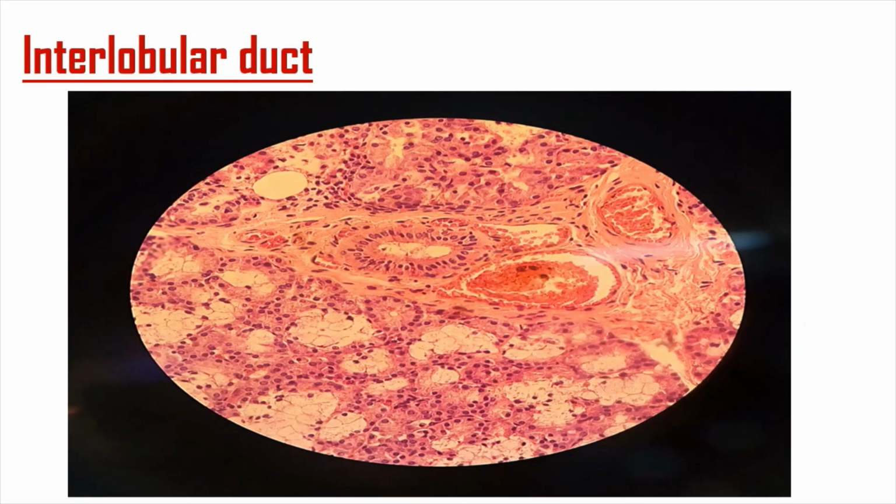At high power, it will appear like this. So you see, these ones that are appearing pale here, these are mucous acini. These that are appearing purple, these are serous acini. The ones that appear pale are mucous acini. The ones that appear purple are serous acini. This here is an interlobular duct. So it's between two lobules.